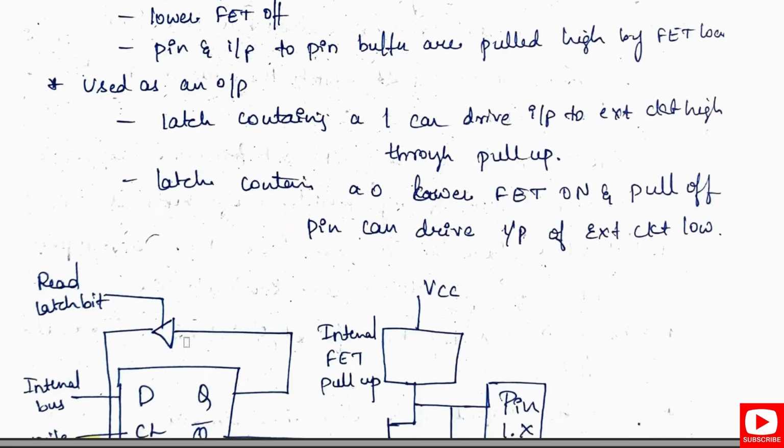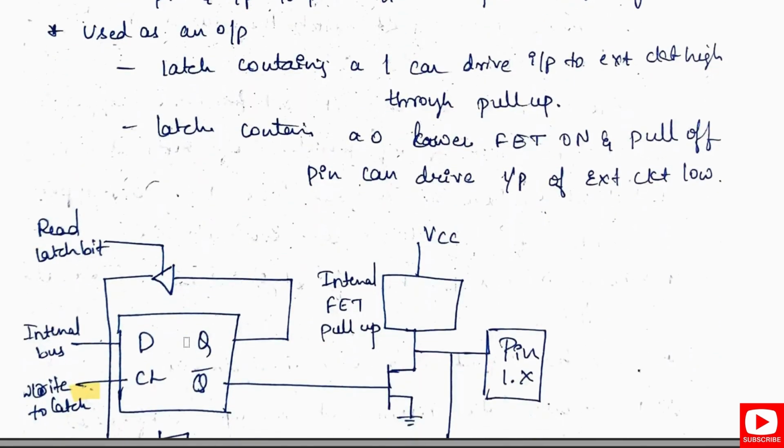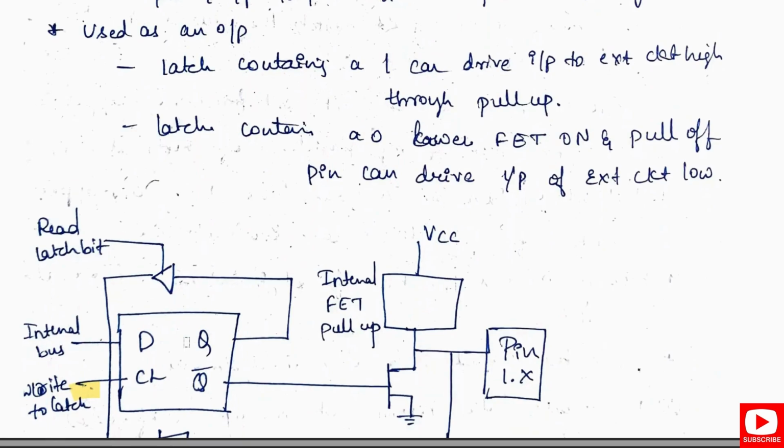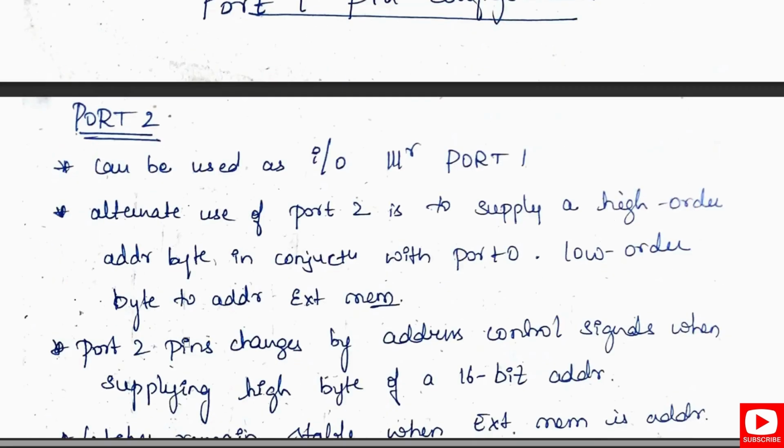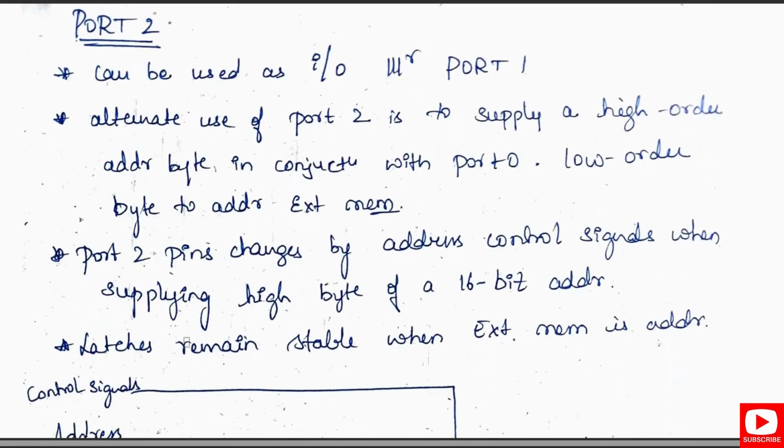When it is used as output, a latch containing a 1 can drive the input of the external circuit high through the pull-up. A latch containing 0 will turn the FET on and pull the pin low, so it can drive the input of the external circuit low. Port 2 can be used as both input and output.